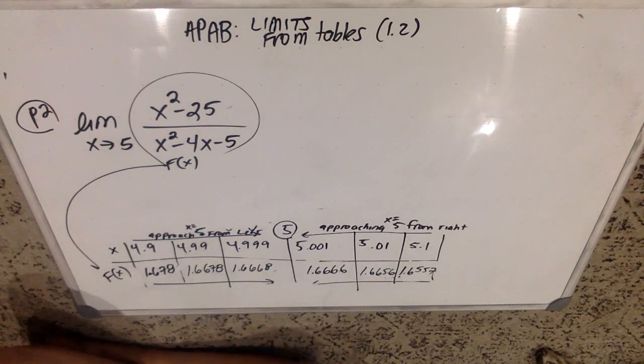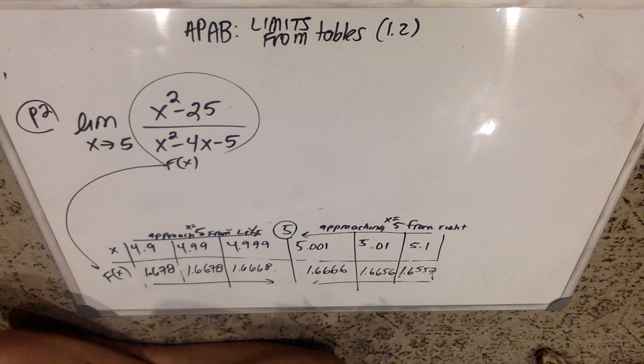So what it's seeming to look like, it's definitely starting to look like this is going to be essentially 1 2/3 repeating, or 5/3. And I can confirm. Let's see, x minus 5, x plus... that's a 6. Hang on.